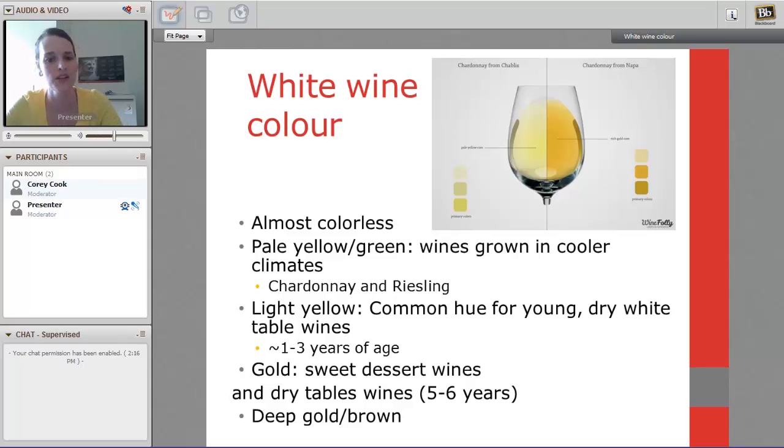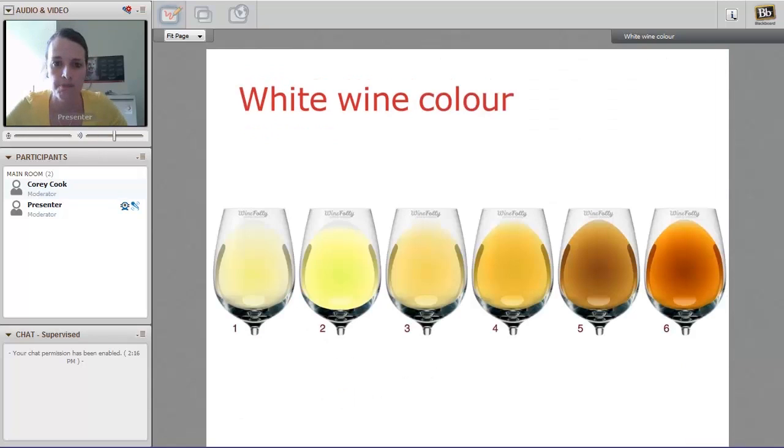And then as we continue on, we go through deep gold and brown. And certainly some white wines can be aged, not all of them, but some of them can be. And then they go through that color change where you see them a little bit browner. And we'll see that in the next slide. So this is another array of white wine colors.